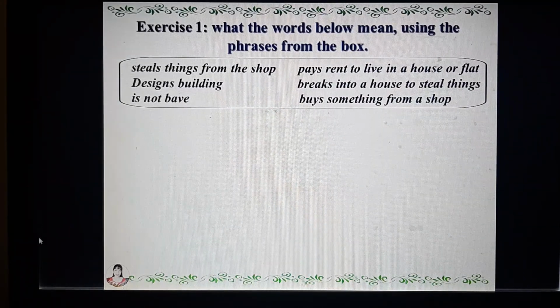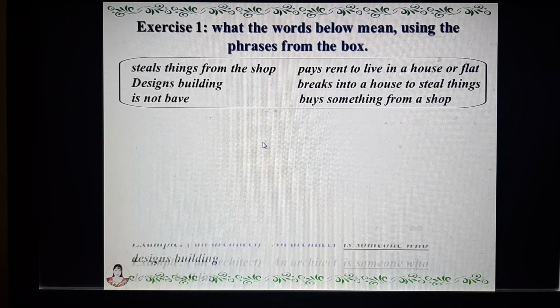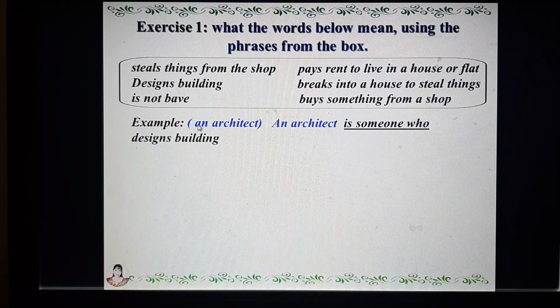Now exercise 1. What do the words below mean? Use the phrases from the box. Steal things from a shop. Design buildings. Be not brave. Pay rent to live in a house or flat. Break into a house to steal things. Buy something from a shop. For example, an architect. An architect is someone who designs buildings.